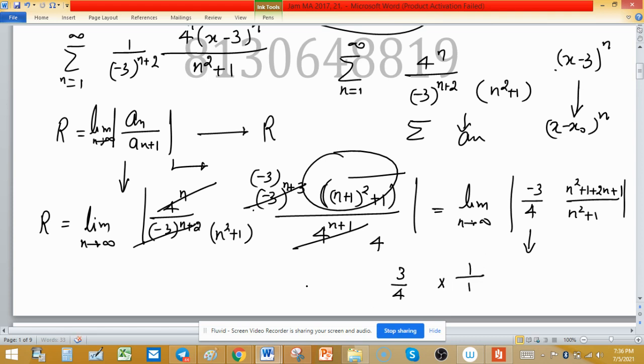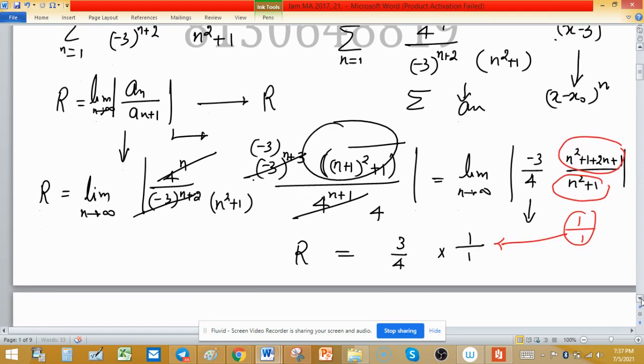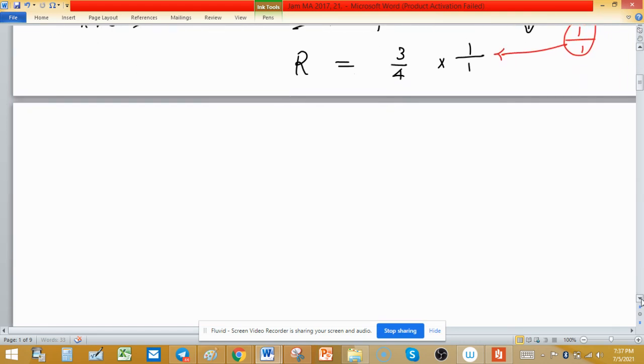So finally this is the limit, or I can say this is the radius of convergence. In other terminology, you can consider this as a polynomial in the numerator and a polynomial in the denominator. The coefficient of the higher power term is 1, and the coefficient of the higher power term in the denominator is again 1. So 1 by 1 is the limit of this expression as I marked in red. So the radius of convergence of this series is 3 by 4.